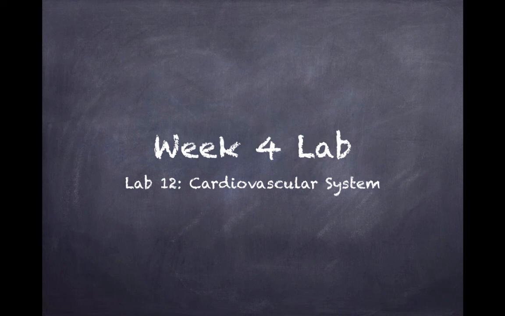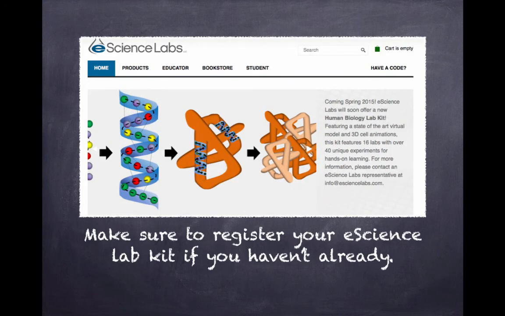Review the background information on pages 225 to 229 before beginning the lab. In this lab you will also need to have access to the eScience online student website. To register your kit, go online to esciencelabs.com and click on the area that says Have a Code. You'll need the code that is on the sticker on the inside lid of your lab kit box.